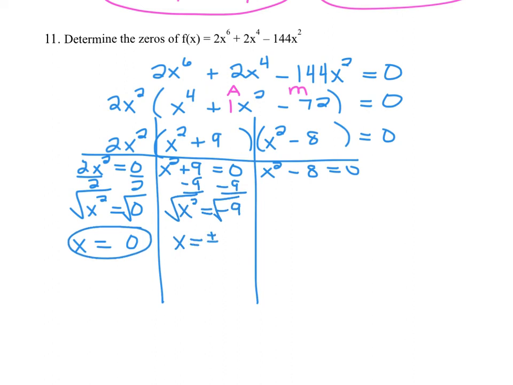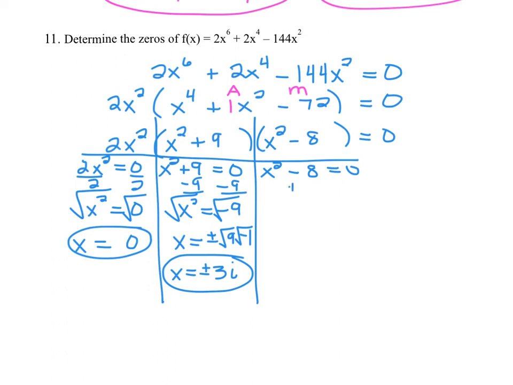Now, some of you could just look at this and say, all right, that's equal to 3i. If not, break it up. Okay, we have radical 9 times radical negative 1. So x equals plus and minus. The square root of 9 is 3, and the square root of negative 1 is i. So here's 2 more answers, positive and negative 3i.